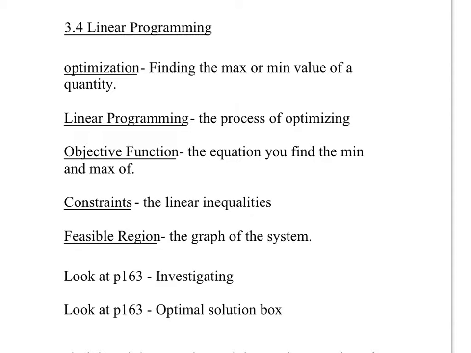So in the vocabulary we have optimization, which means that you're finding the maximum or the minimum value of something. And linear programming is the process of optimizing. Your objective function is the equation that you're finding the minimum or maximum of, and we'll see that in the examples that we're doing, you're going to see a C equals blah, blah, blah. And that's our objective function that we're trying to find the biggest and the smallest. Constraints are the linear inequalities. We'll be graphing those, and those will help us find the maximum and minimum. And then the feasible region is after we've graphed them.